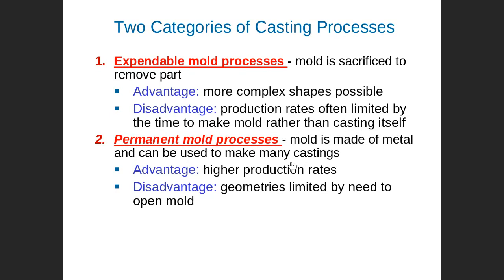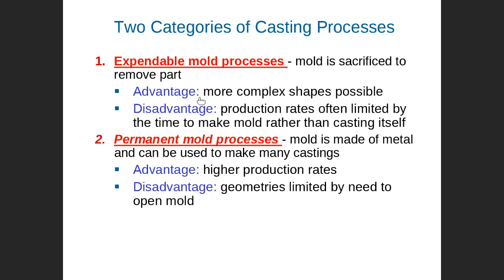But in a permanent mold, we would like to maintain the mold. We would like to keep it, because we're going to use it several times. We're not going to destroy or sacrifice the mold. So in this case, less geometrical complexity can be achieved in a permanent mold. This is the big advantage of the expendable mold over the permanent mold.